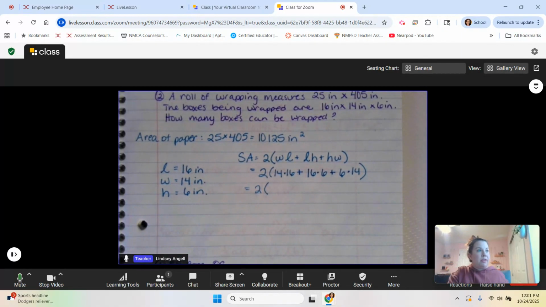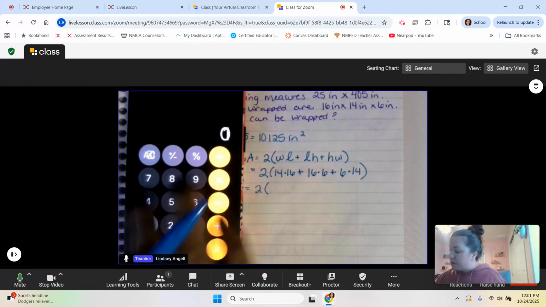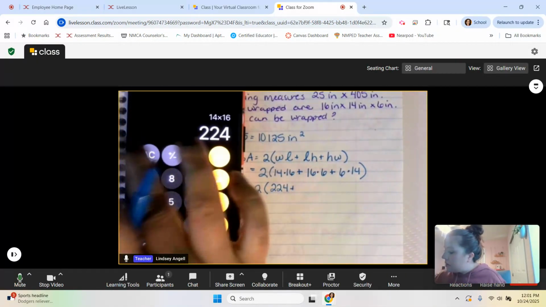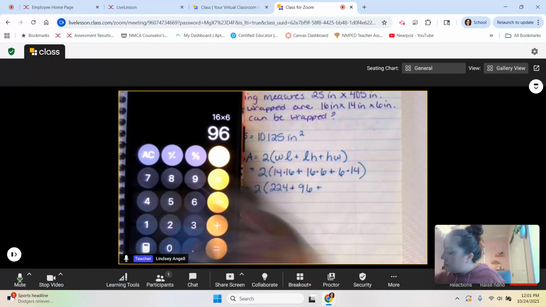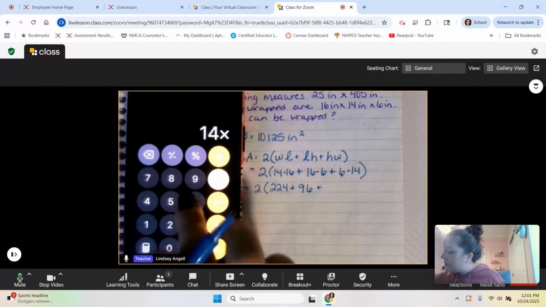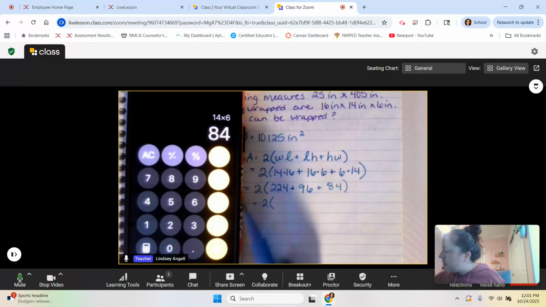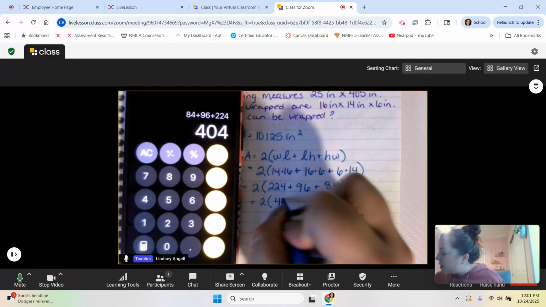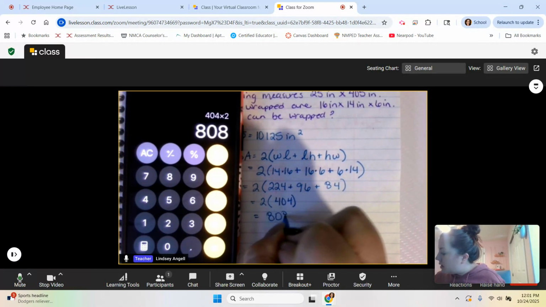Okay, and then within my calculator, let's see, first I've got 14 times 16, that gives me 224, plus 16 times 6 is 96, plus 14 times 6 is 84. Okay, then I'll add them all together. So 84 plus 96 plus 224 gives me 404. Multiplied by 2 gives me 808.